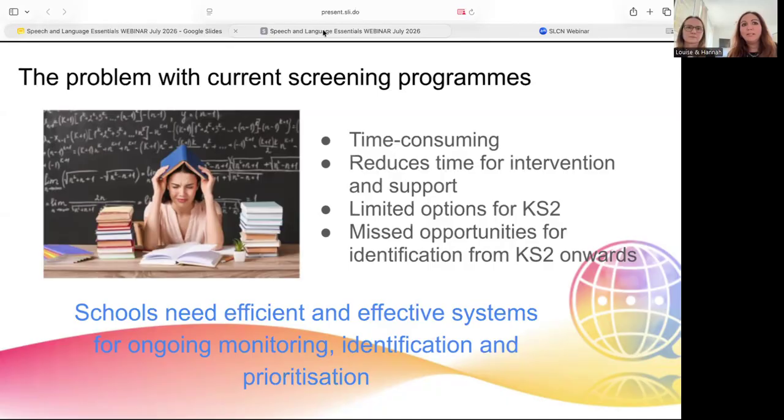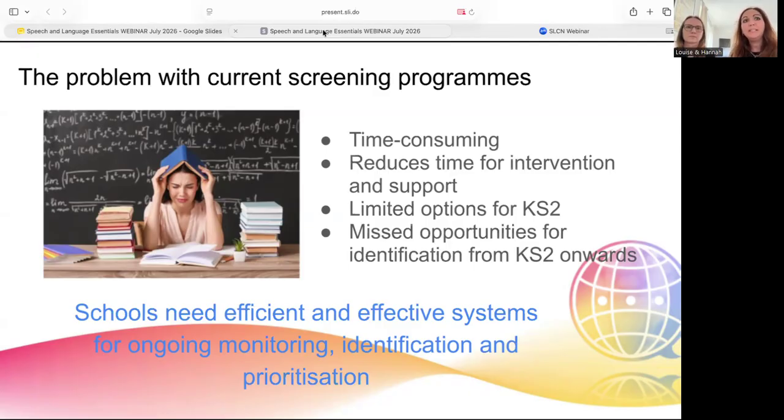Schools are often working with limited capacity, and staff may feel they simply do not have the time or energy to carry out extensive screening alongside everything else that they are expected to do. We need to remember that time spent completing screening tools is time that is not being spent delivering support, interventions, or building communication-friendly environments.